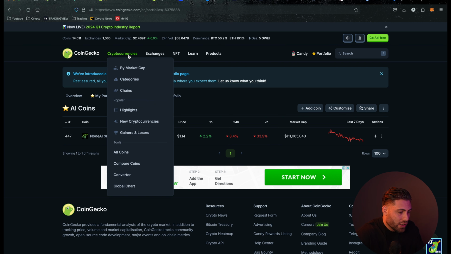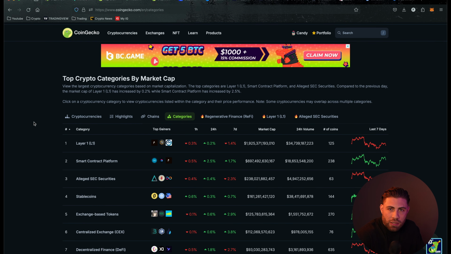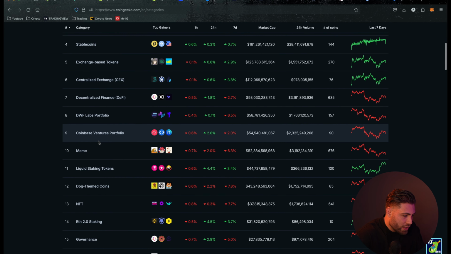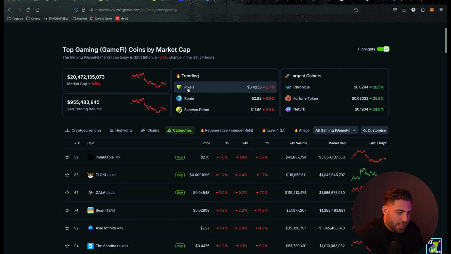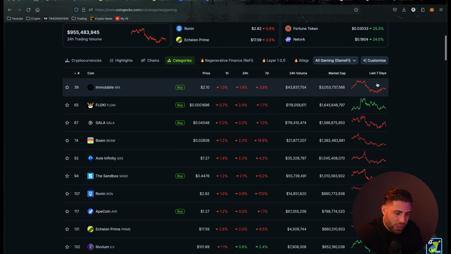You can also search coins by category. Say you're bullish on gaming, you can come down here and find gaming as a category, and you can kind of see what the top performers are, and you can see all the charts on top of each other.